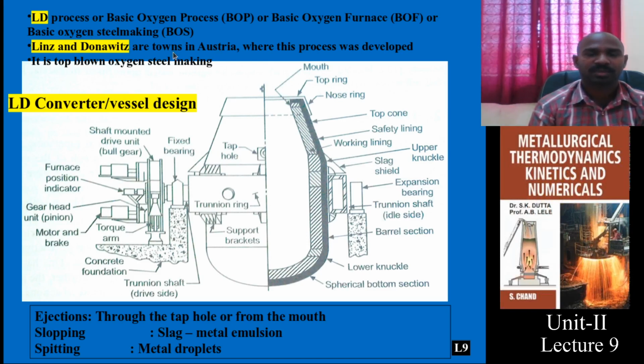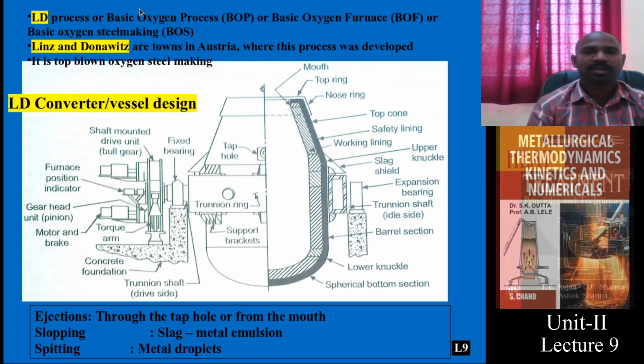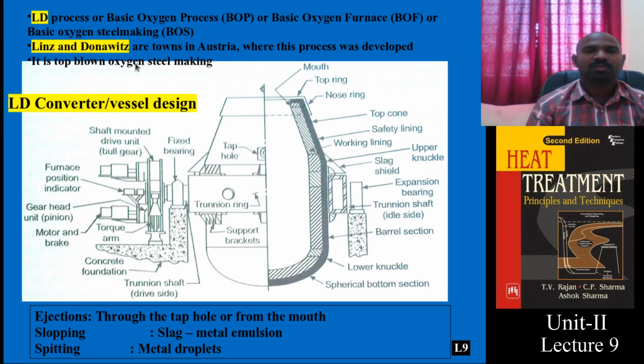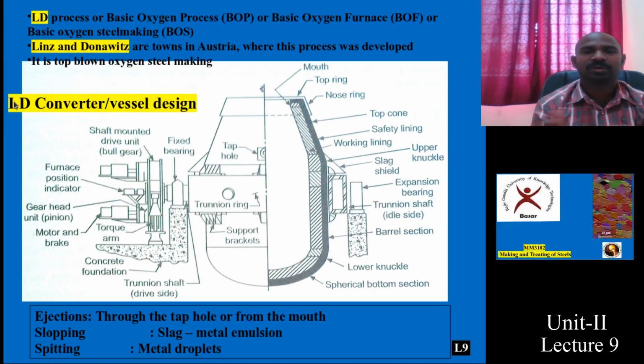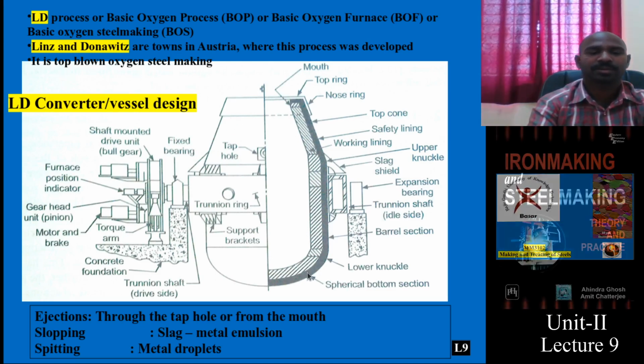Basically, it is called the top blown oxygen steel making process. This gives an idea about the LD converter, which converts iron into steel, where all the steel making reactions take place in this vessel. It is called the LD vessel, and it looks like a kind of crucible, so it is also called the LD crucible.